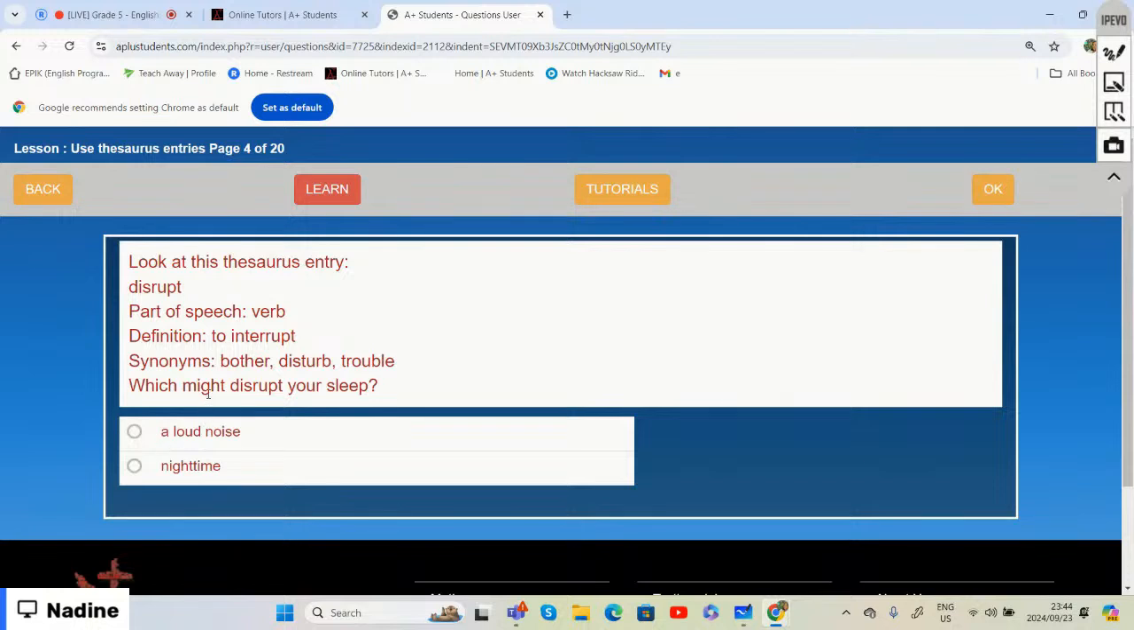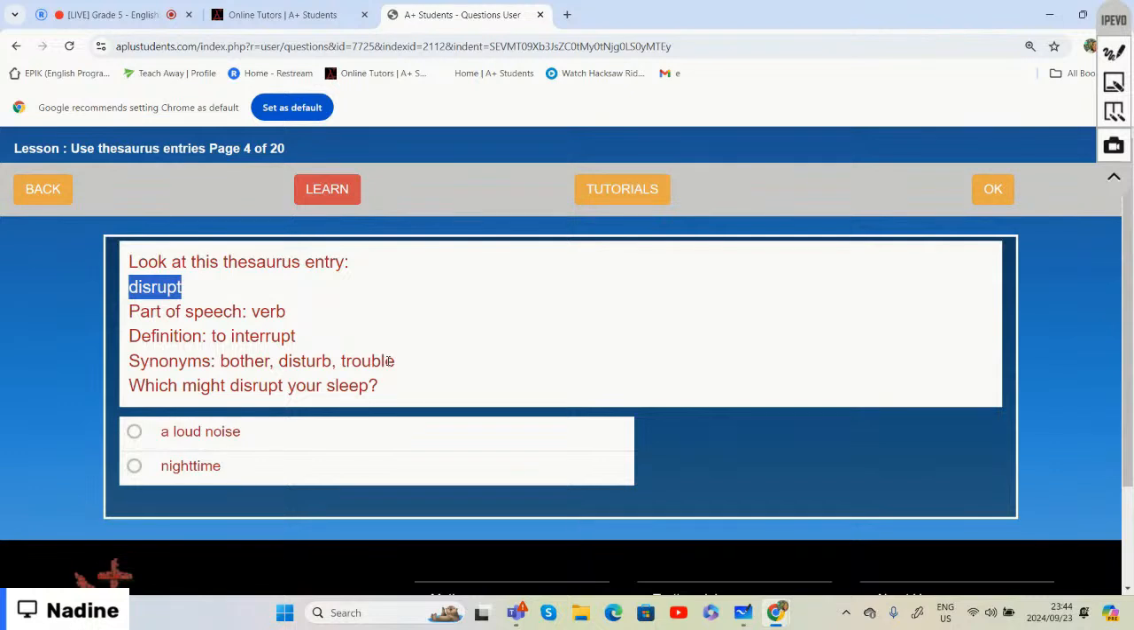All right, look at the thesaurus entry. Disrupt. It's a verb, and the definition of that verb is to interrupt. So disrupt is to interrupt, right? And the synonyms of disrupt are to bother, to disturb, or to trouble.